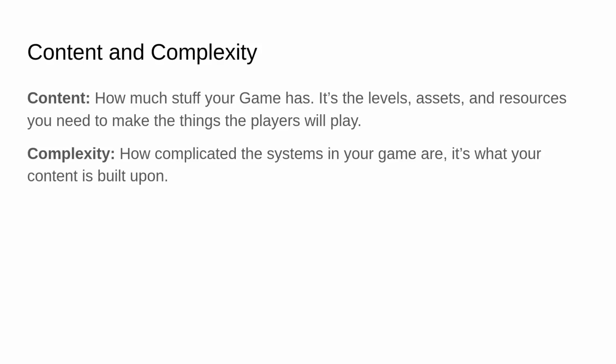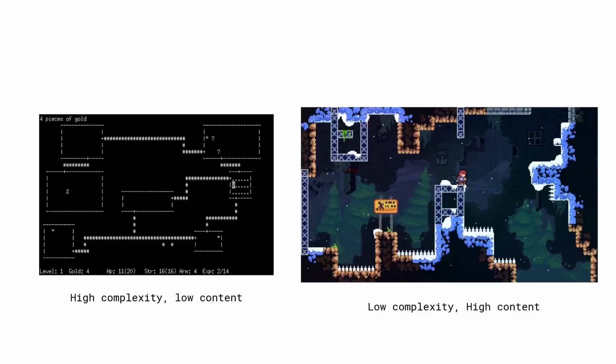Some games have low content and high complexity, and some games have high content and low complexity. I'd say two good examples of either one are Rogue and Celeste. Rogue is a very high complexity game because it's an entire RPG with procedural generation, but it's pretty low content because after you set up all of the systems, it doesn't really take that much content for the game to be able to just make itself.